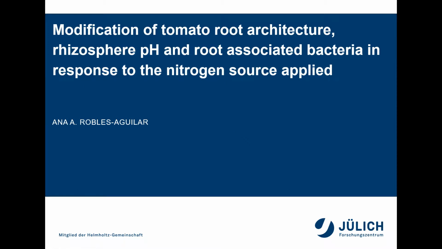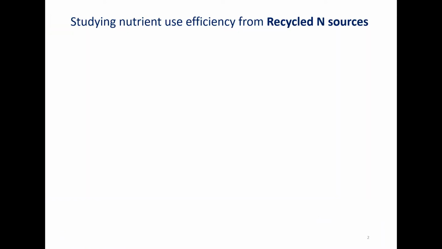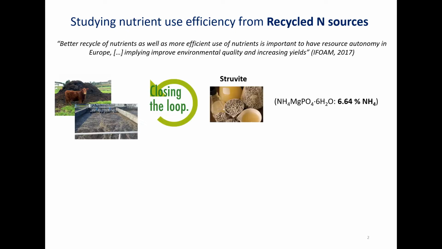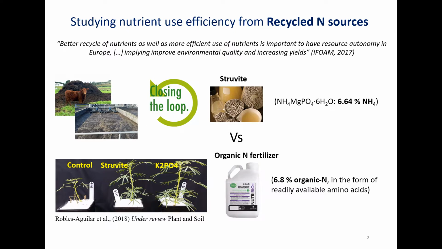Today, I will be talking about the effect of applying different nitrogen sources on the root dynamics of tomato plants. I will be talking about a bit of root morphology, change in rhizosphere pH, as well as the associated bacteria. But before explaining the experiment and the main results, I would like to introduce what kind of nitrogen source I will be talking about.